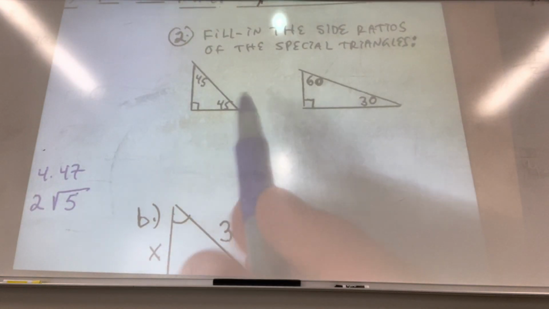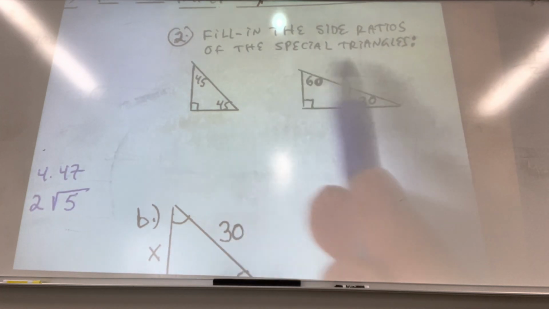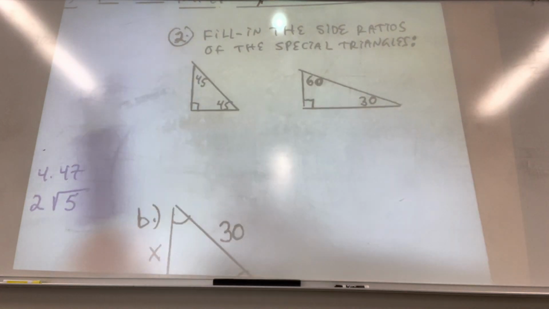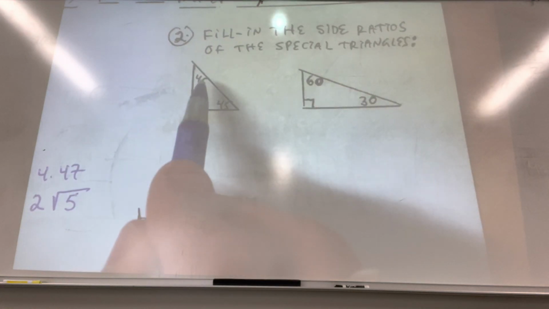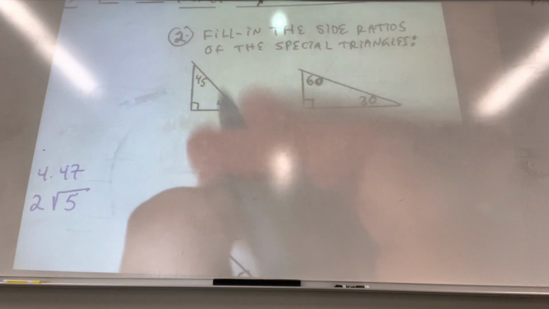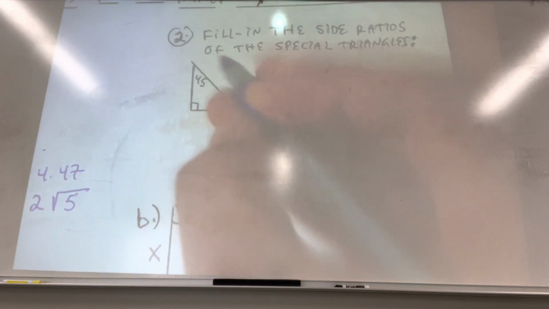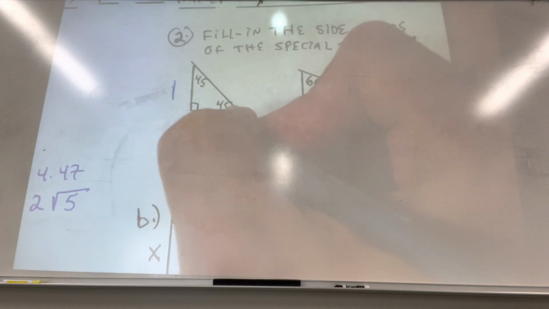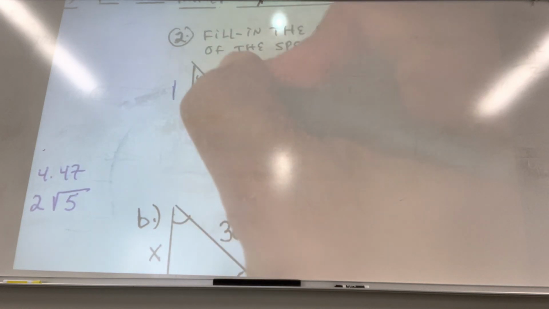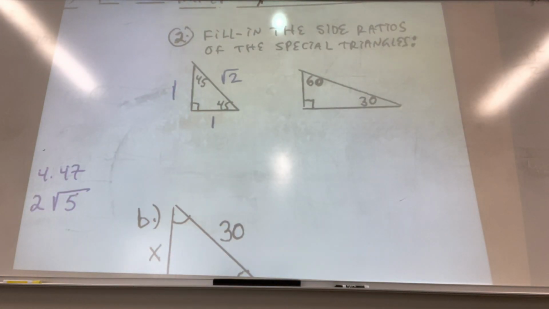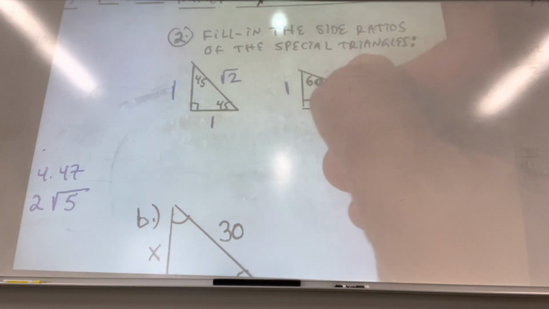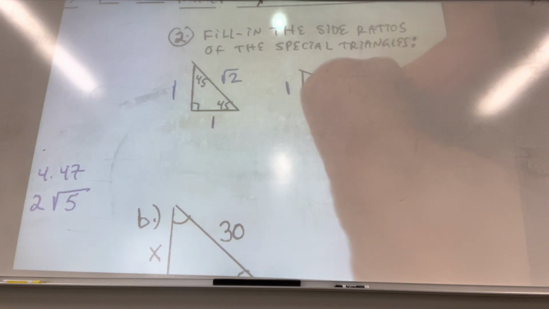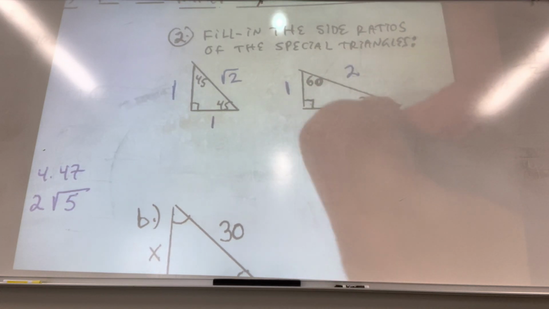Alright. Fill in the sides of the special triangles. This was yesterday's, right? Setting it up for today's. What are the sides of a 45-45-90? So everybody together, what's across from 45? 1. What's across from 45? 1. What's across from 90? Radical 2. Okay. We got a 1, 1, radical 2. On the 30-60-90, what's across from 30? 1. Across from 90? 2. And across from 60? Radical 3. Okay.